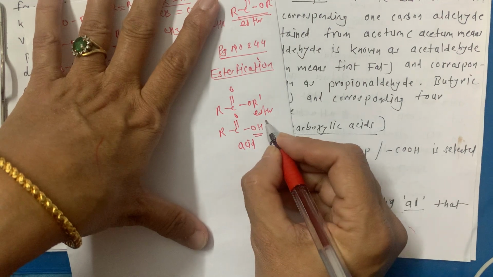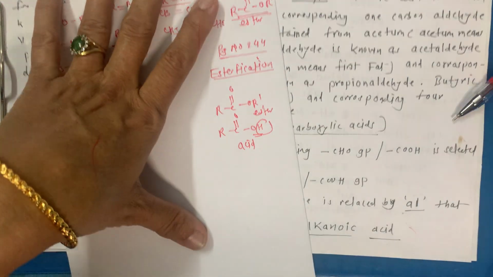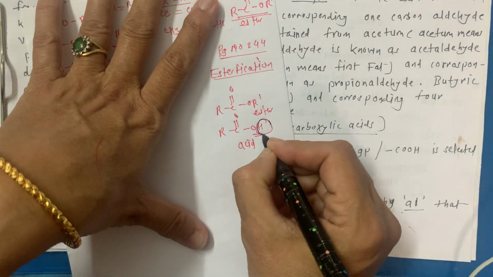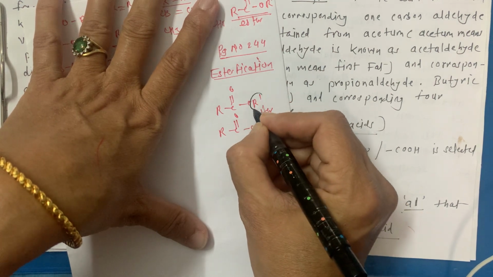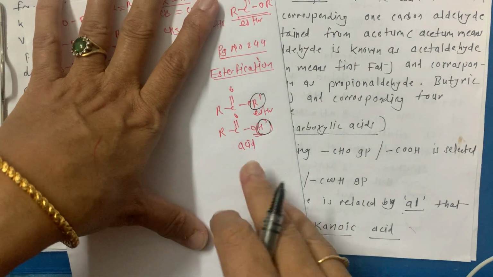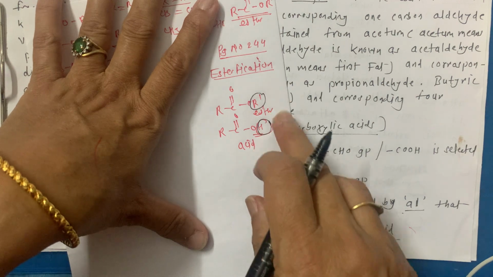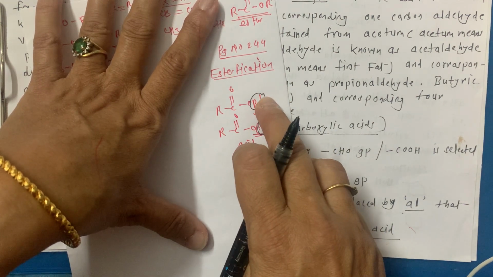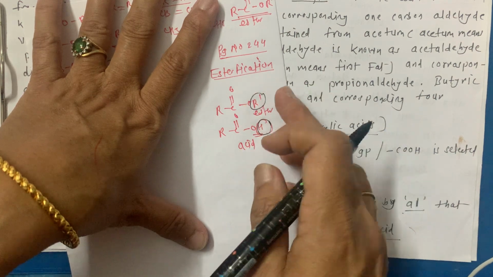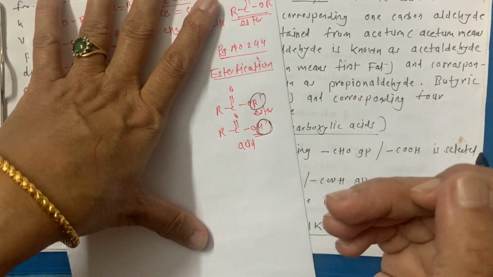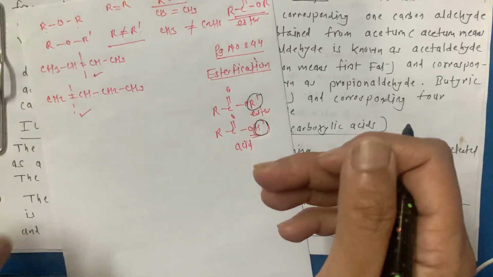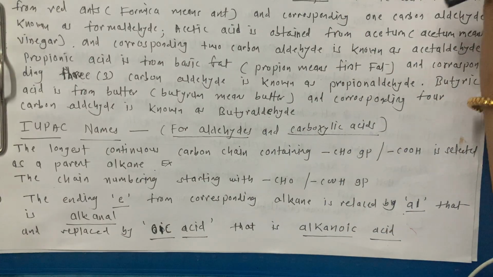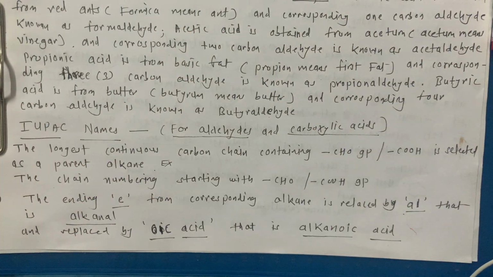This H is replaced by an alkyl group. So acid and ester are very near to each other. The only difference is that H is replaced by R. R may be the same or different, so we can mention it as R dash. The remaining syllabus, remaining topics, in the next video.